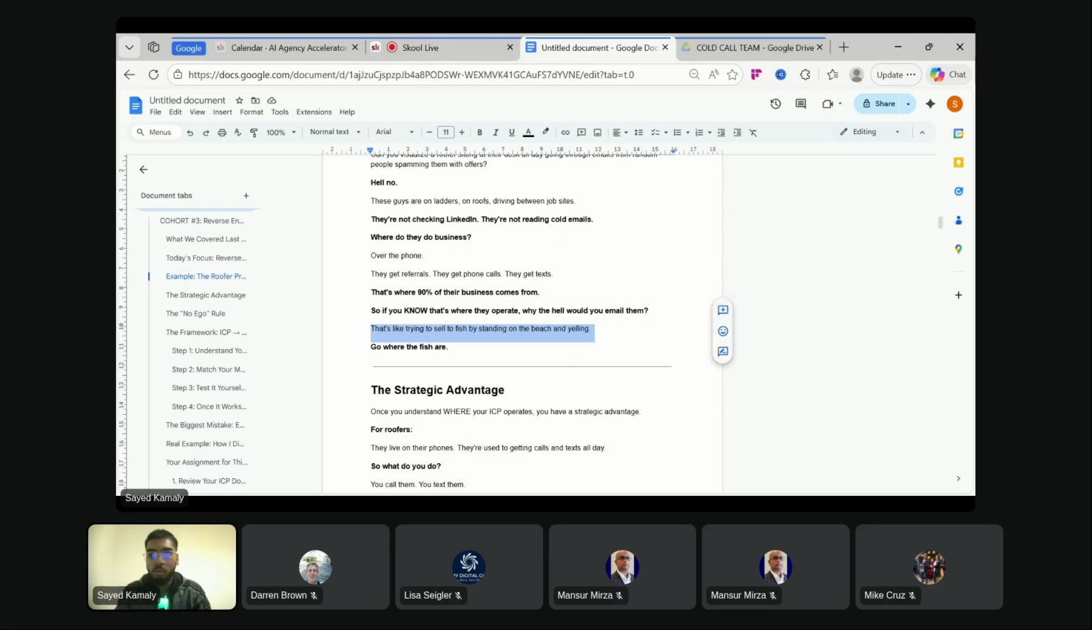If you know that roofers are going to be spending a majority of their time on their phones because that's where all their business comes from anyways, then that's exactly where you go. You don't go to emails if you know that they're not on their emails. You don't go to emails if you know that they're not going to even look at that stuff. You're just wasting your time and your energy.